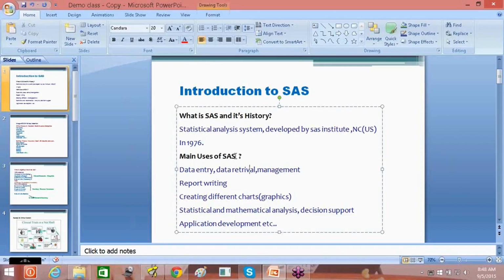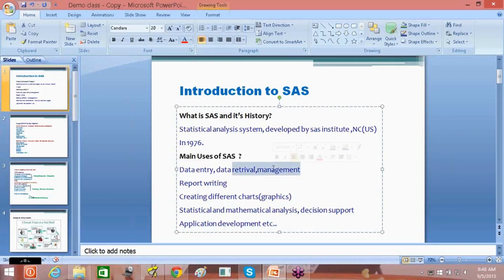That is why you can also call SAS a multi-database architecture. It means we can get the data from any kind of data source. That is different from data management.